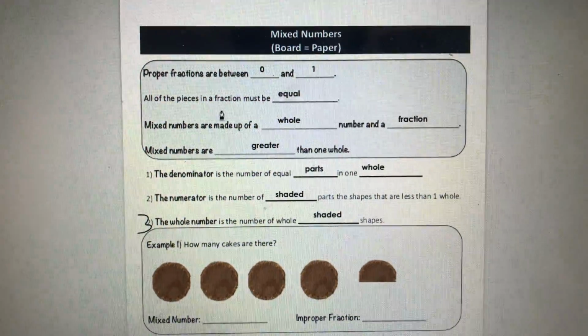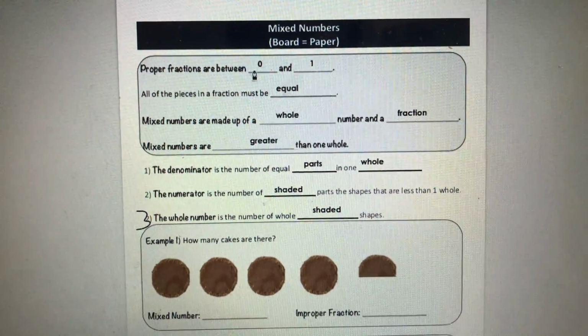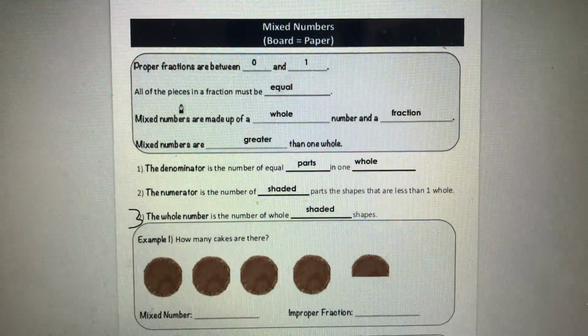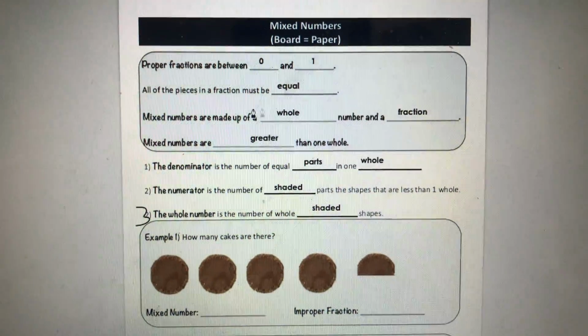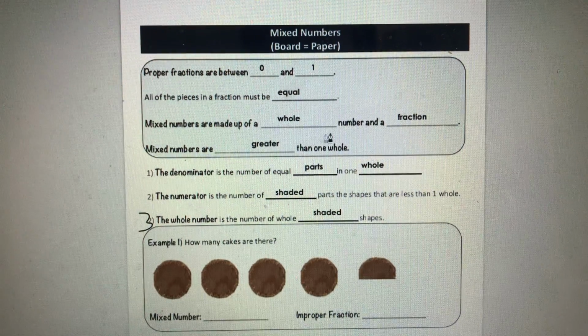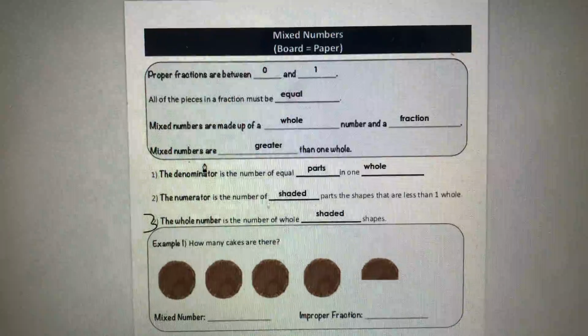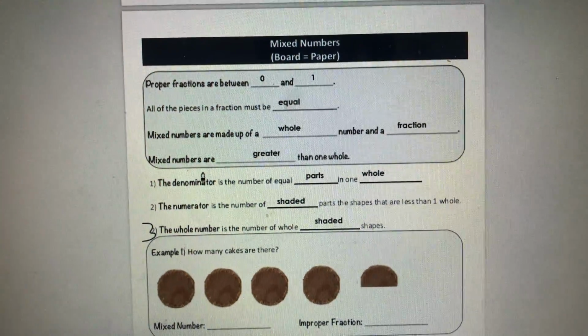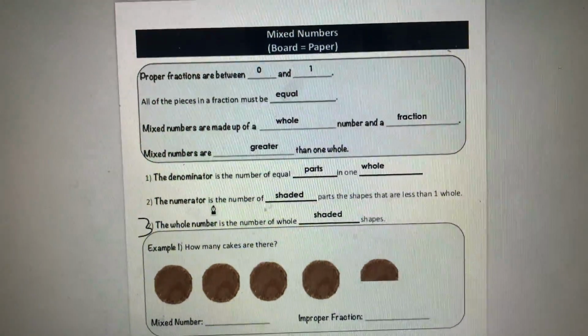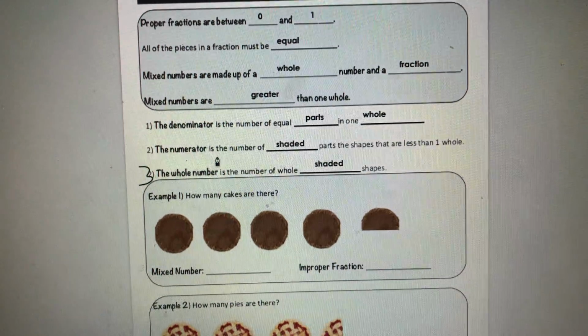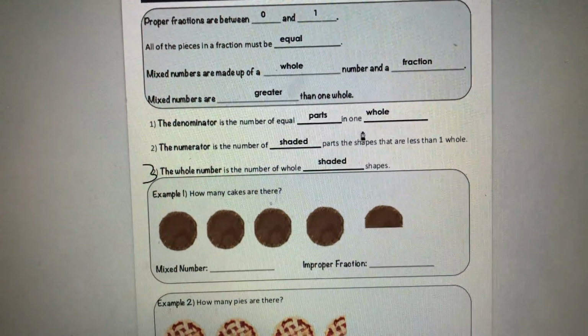For mixed numbers, just a little bit of a review. Proper fractions are always between 0 and 1. All pieces must be equal, and mixed numbers are made up of one whole number and one fraction. Mixed numbers are always greater than one whole. The denominator is the first step that we find in a mixed number. It is the equal number of parts in one whole.